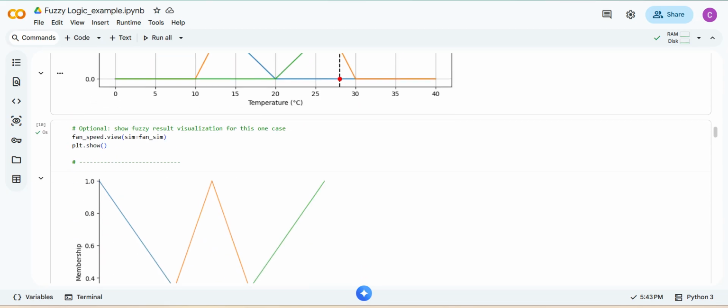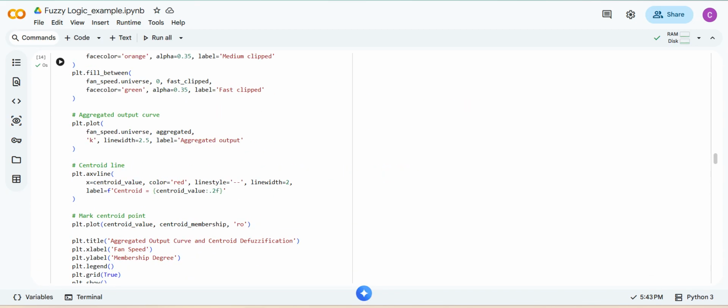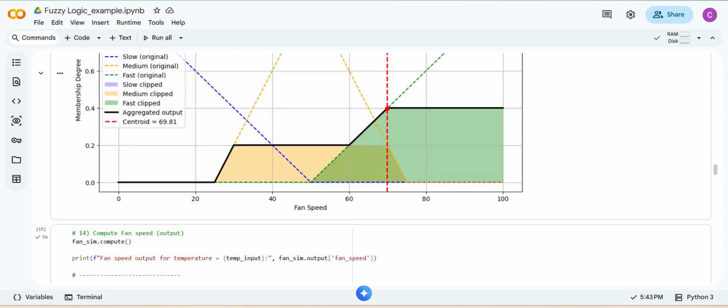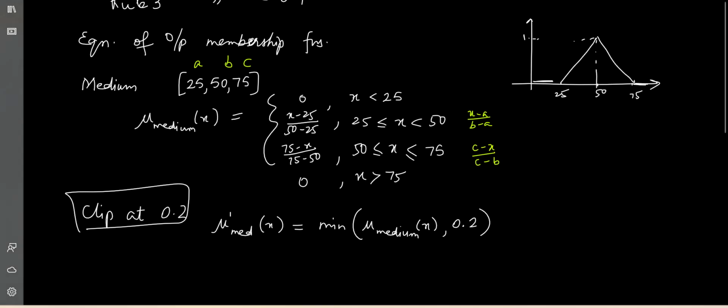the output graph, at 25 it is 0 only, if you see here. Okay, and similarly if I just do trial and error, when x is 30, 30 minus 25 is 5 upon the denominator, which is 25.